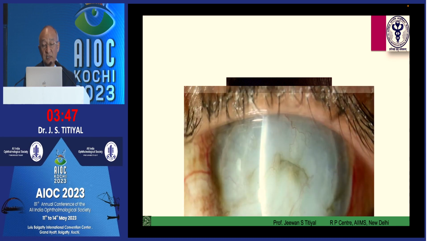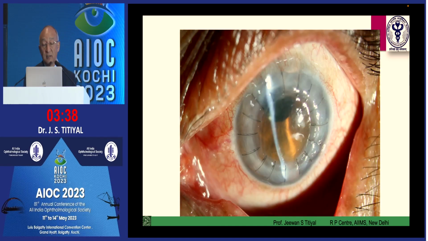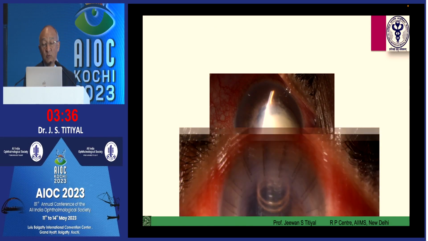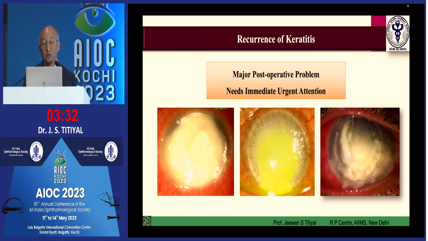This is a very, very large ulcer. This is what happens after 1 year. At least we have saved the globe from infection. This patient is suitable for an optical graft now. Early intervention, good results. This is one more patient immediately after surgery. This is after 6 months. The results are pretty good in these cases.